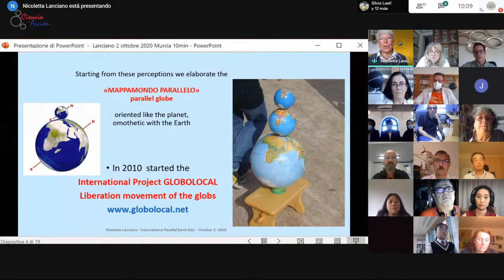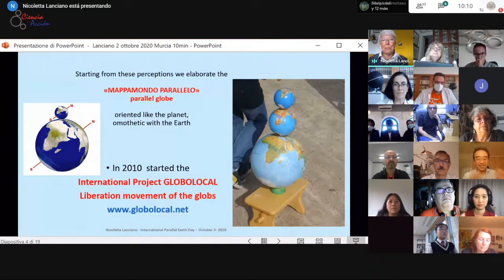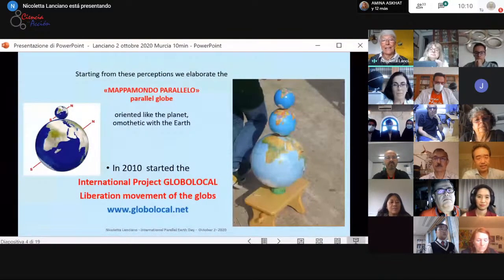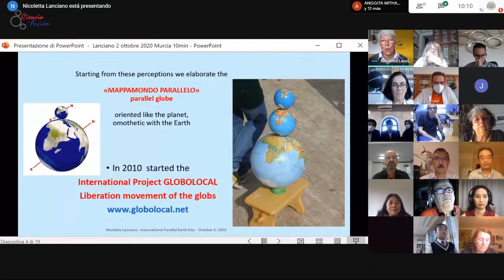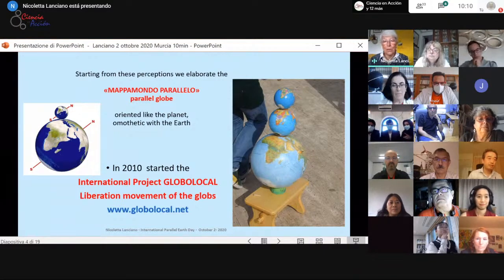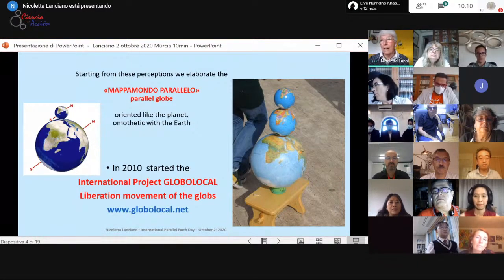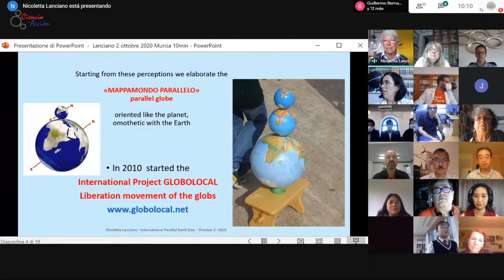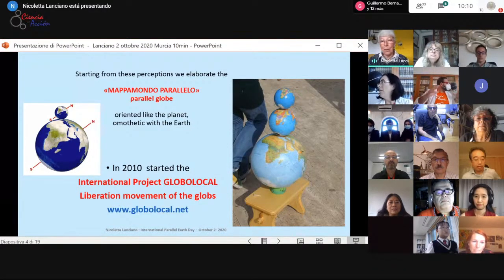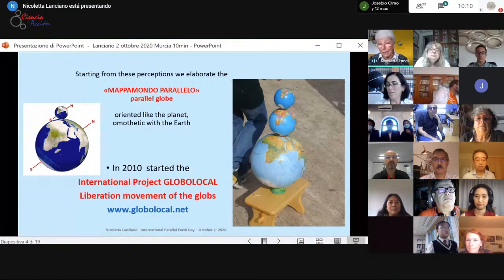Starting from this perception, we elaborated the Mappamondo Parallelo, the parallel globe, oriented like the planet Earth and homothetic with the Earth. So in the same position of the model and the planet. And in 2010 started the international project Globo Local, a liberation movement of the globes from their usual position like this to a local and democratic position in every country. I will explain better.